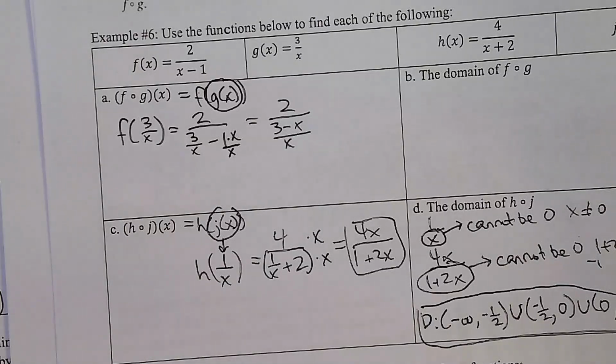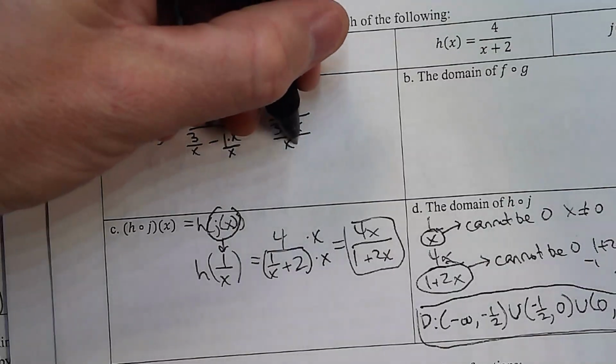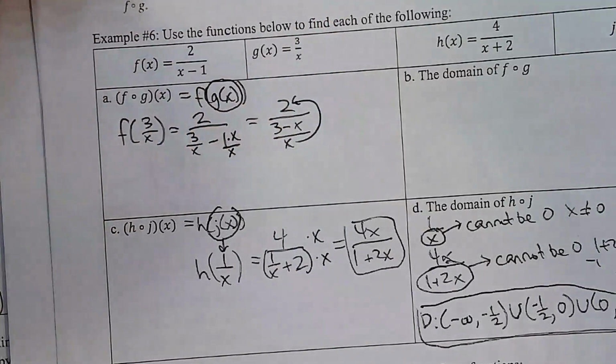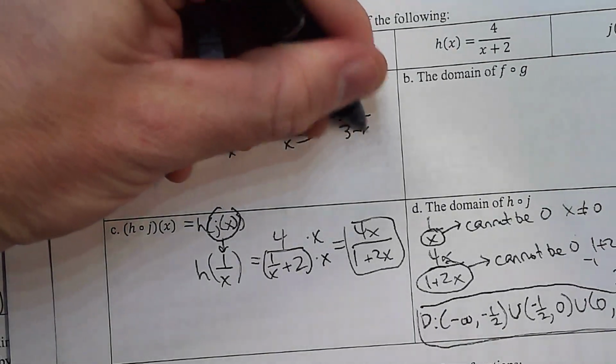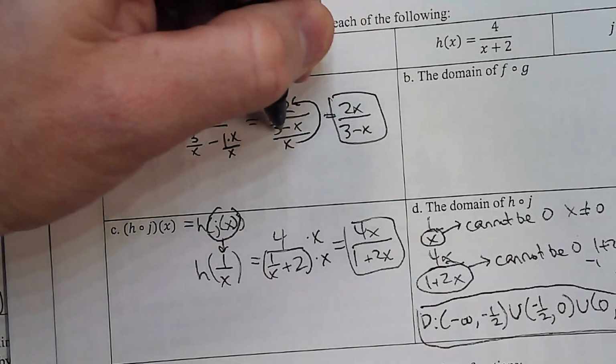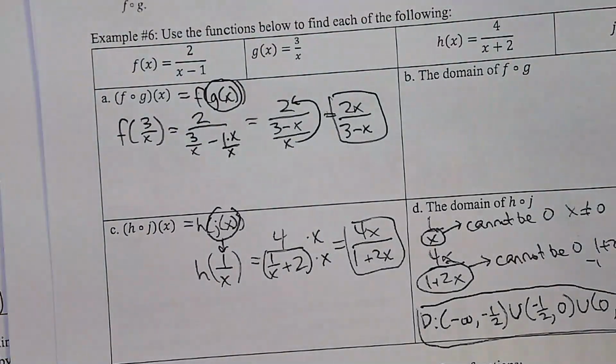How do I fix this? Fraction. If I'm dividing by a fraction, I can bring the top and just multiply it with that. So it'd be 2x divided by 3 minus x, and that's my answer. So if you have a number divided by a fraction, just bring the bottom denominator up to the top. Okay.